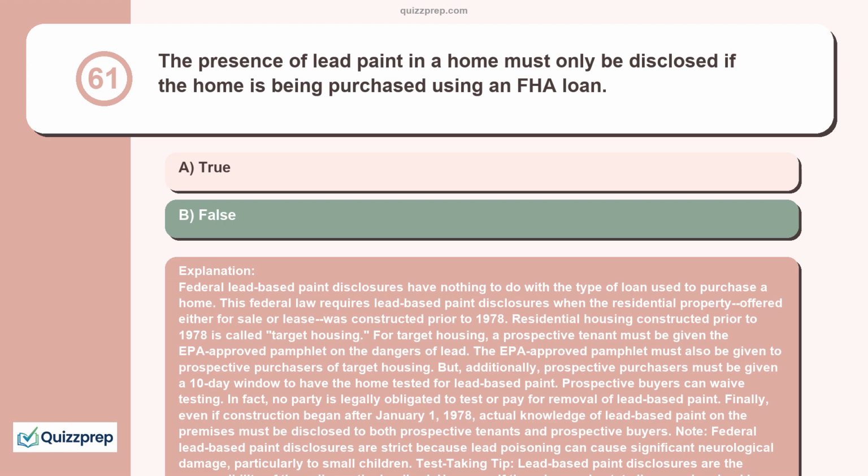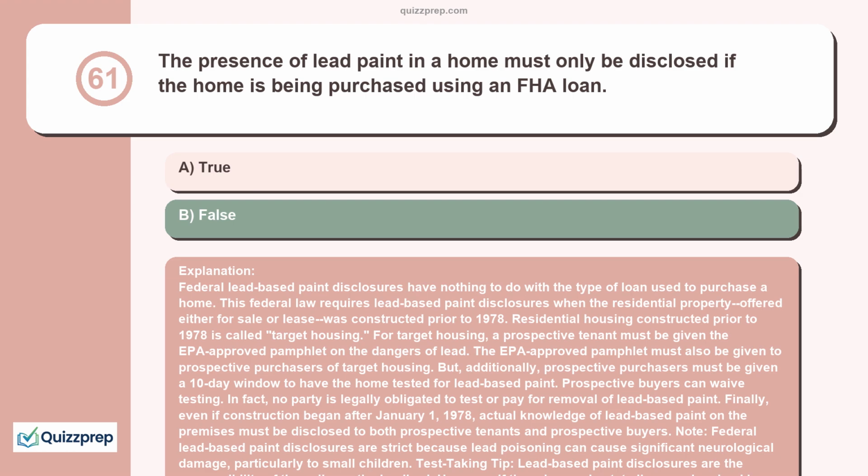In fact, no party is legally obligated to test or pay for removal of lead-based paint. Finally, even if construction began after January 1, 1978, actual knowledge of lead-based paint on the premises must be disclosed to both prospective tenants and prospective buyers. Note: federal lead-based paint disclosures are strict because lead poisoning can cause significant neurological damage, particularly to small children.